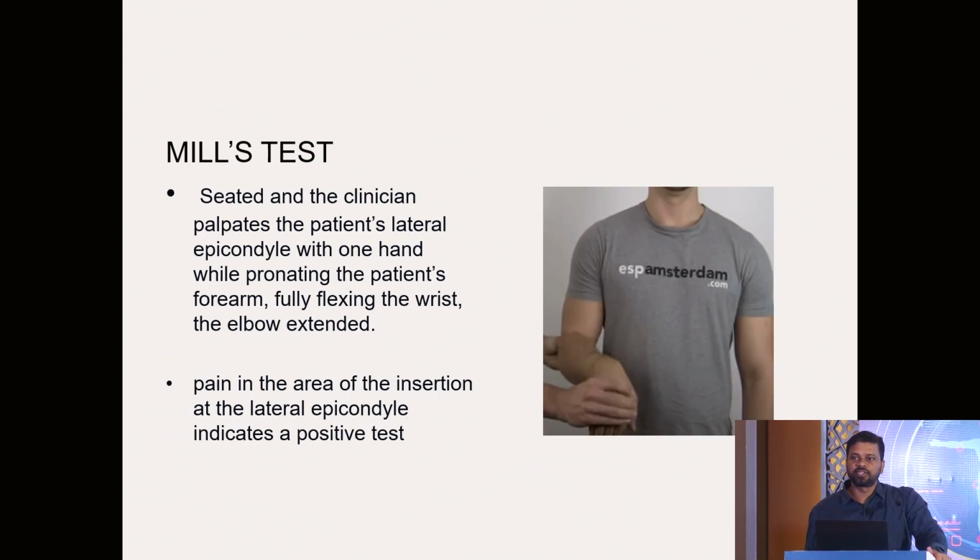Next test is the Mills test. These are the different tests, like the Cozen test and Mills test. The Mills test can again be done in the standing or sitting position. Start with the elbow flexion, forearm pronation, then flexion of the wrist, and then try to extend along with the flexion of the wrist joint. Put one of your thumbs on the lateral epicondyle to look for tenderness also. Just start from this position and do the extension along with this flexion, so the patient gets a maximal stretching of the extensors.